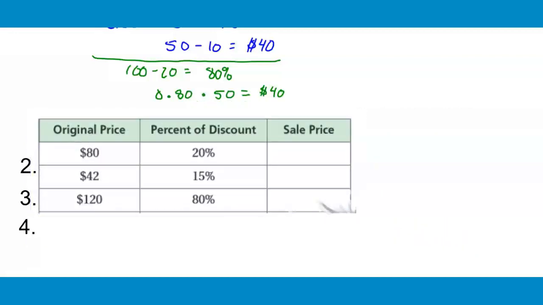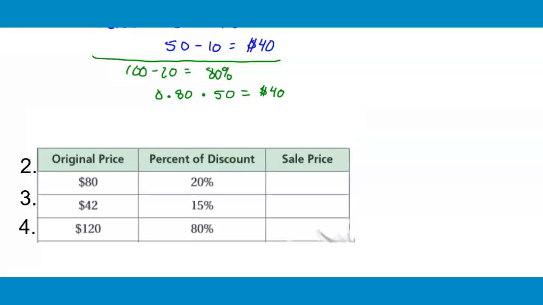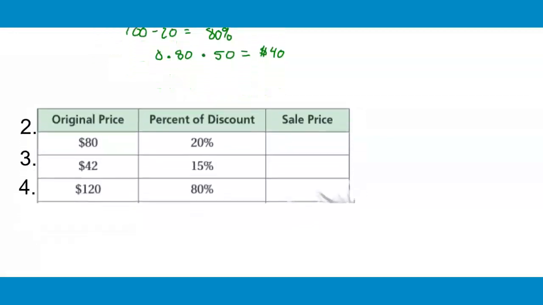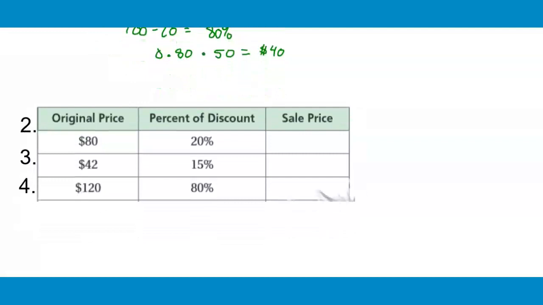So for number 2, I could do the first method. This is number 2. I could do 0.20 times 80. When I do that, that's 16. And then take 80, subtract 16 from it, and that equals 64. So this could be $64.